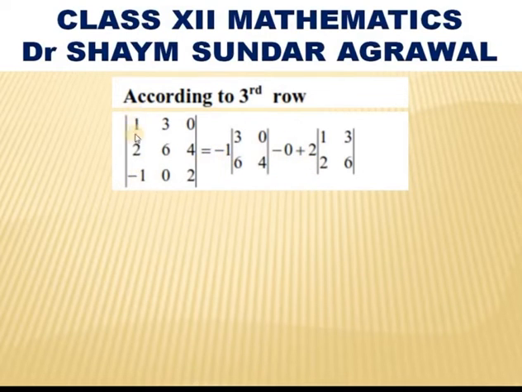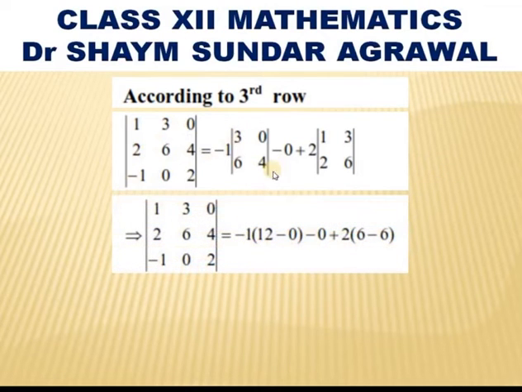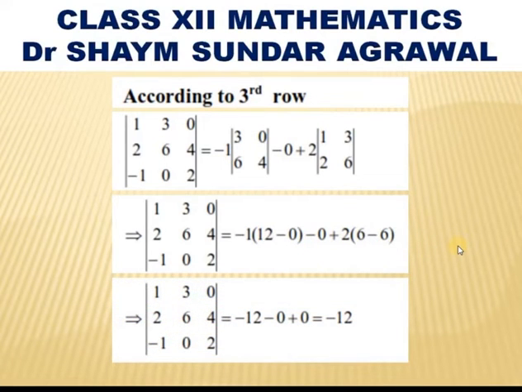Plus sign into minus 1 into the determinant of the rest of the elements after deleting the third row and first column, which is 3064. So, minus 1 into 3064 minus 0 into something is 0, plus 2 into, after deleting the third row and third column, the determinant of the rest of the elements is 1326. So, it is minus 1 into 3 4s are 12 minus 6, into 0 minus 0, plus 2 into 6 minus 6. So it equals minus 12 minus 0 plus 0, which equals minus 12.